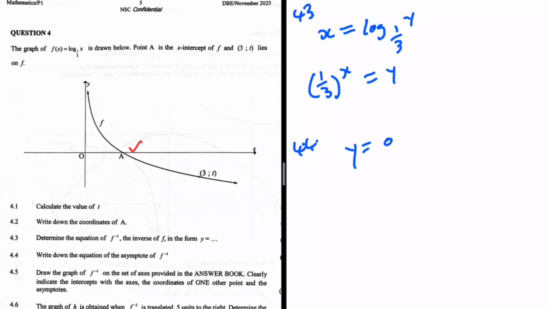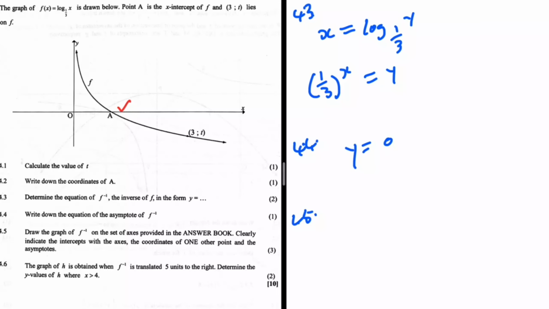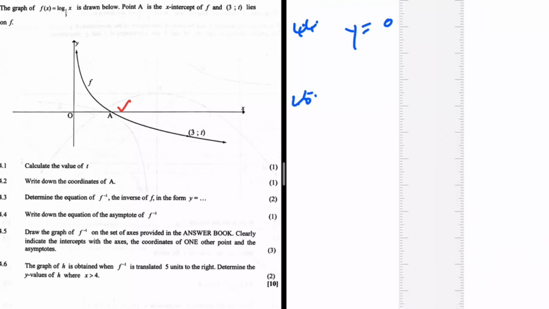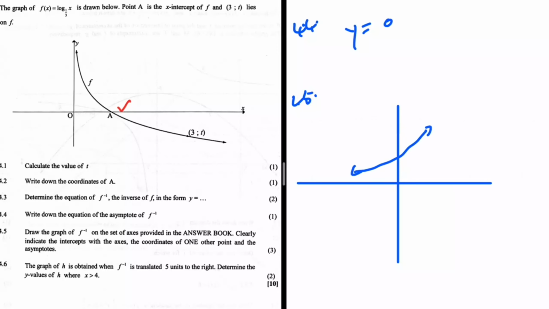So that is 4.4. What about 4.5? Draw the graph of f inverse on the set of axes provided in the answer book. Clearly indicate the intercepts with the axes, the coordinates of one other point, and the asymptote. Initially, when I was thinking about this question, I came to the wrong conclusion. I had my x and y, and then I had something like this, which is wrong. I realized that it is wrong when I was doing 4.6. I didn't think much of the question. I just thought of the intercept and then I just drew. But I realized that is wrong. It's supposed to actually look like this. Yeah, that is how it's supposed to look.